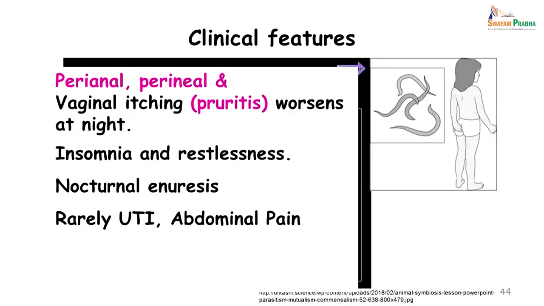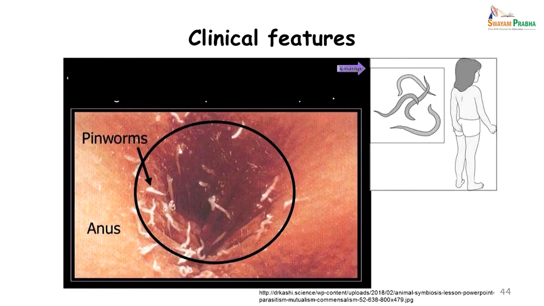The clinical features of this disease are perianal, perineal, and sometimes vaginal itching, which worsens at night. The child may have insomnia, restlessness, and very often nocturnal enuresis. Rarely, the child may present with urinary tract infection or abdominal pain. Now, I keep referring to child, this can also cause infection in adults, but in children it is more common. That is why I keep saying child. So, this is a picture in the anus showing pinworms.